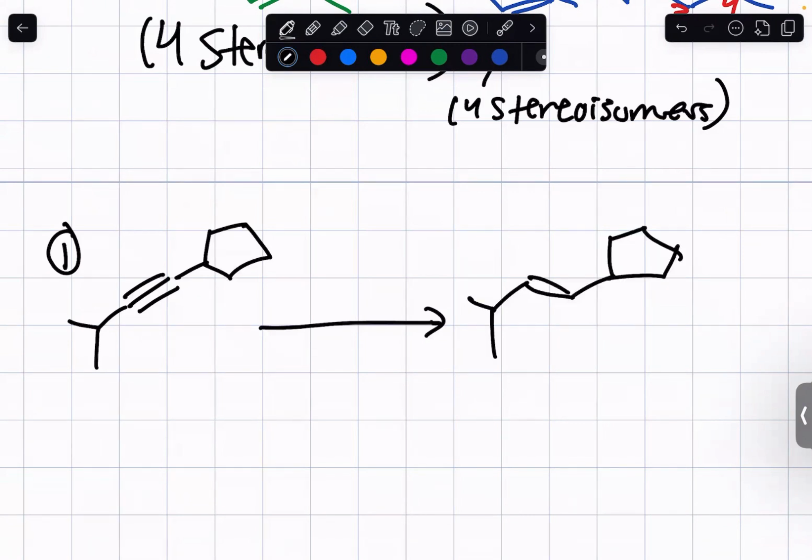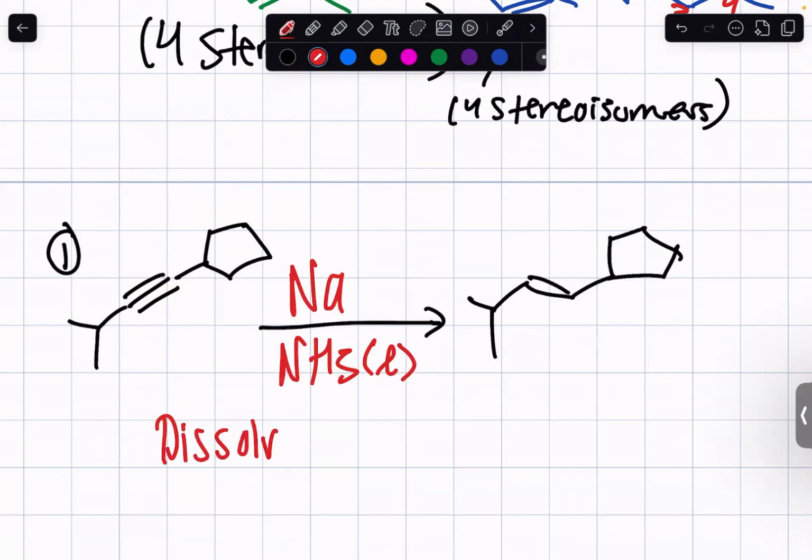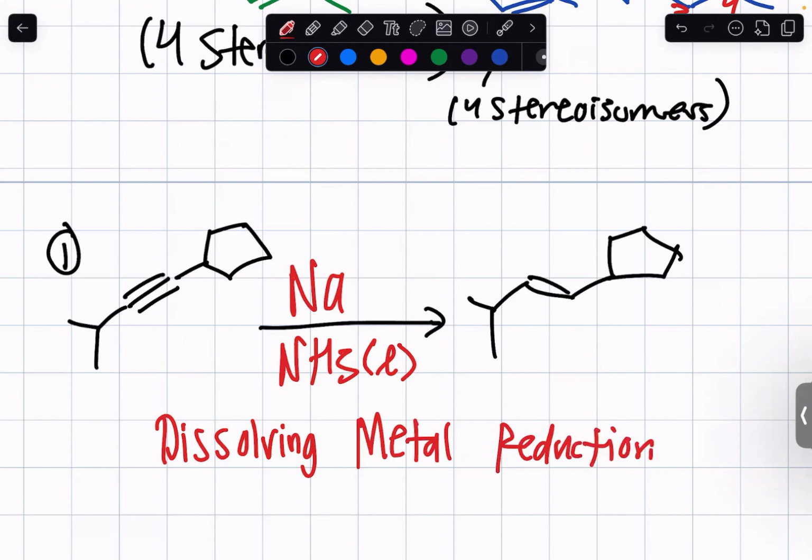Let me know what reaction would convert that alkyne into this trans alkene. Yeah, Na metal with liquid NH3, dissolving metal reduction. This is one of the reduction reactions, with H2 and Pd/C going all the way down to alkane, H2 with Lindlar catalyst giving the cis alkene, and this one, dissolving metal reduction, giving the trans alkene.